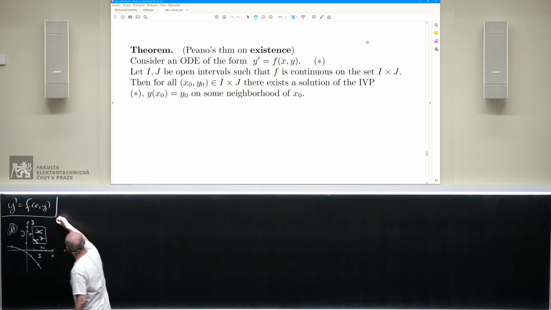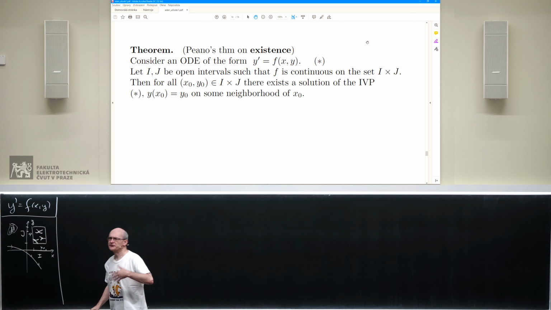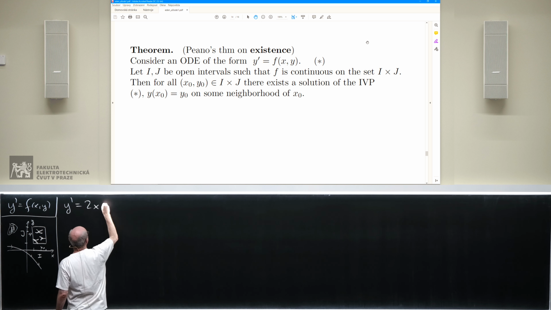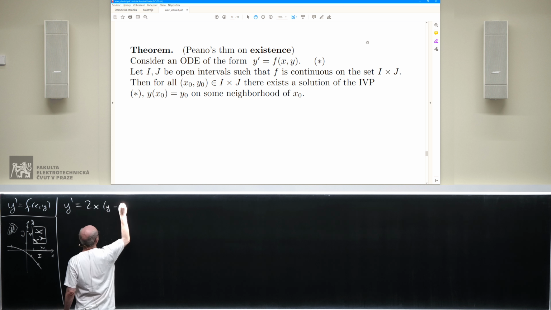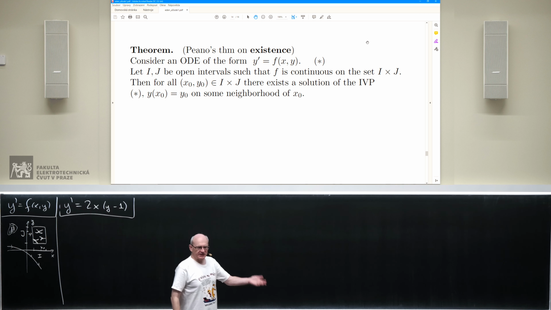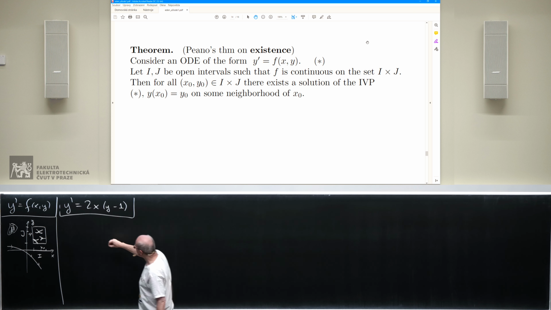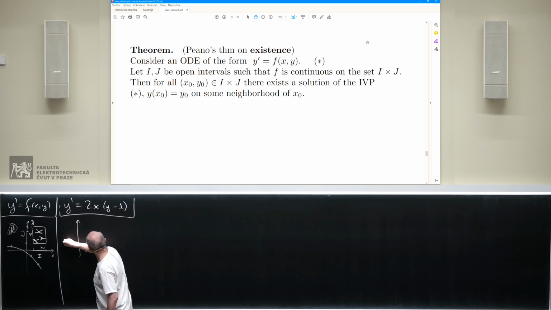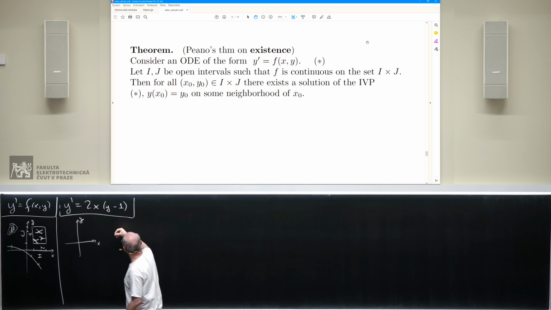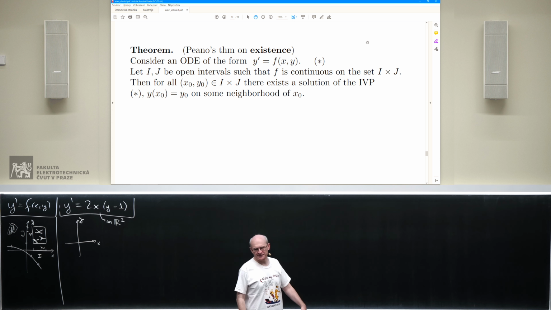So let's try an example. It will be the familiar one. y' = 2x(y - 1). Okay, let's have a look at it. We start by drawing the plane, x and y. That's our playground. How about restrictions? Well, no restrictions. So the solutions do exist, perhaps, on R squared. That's the potential. Perhaps they are there.